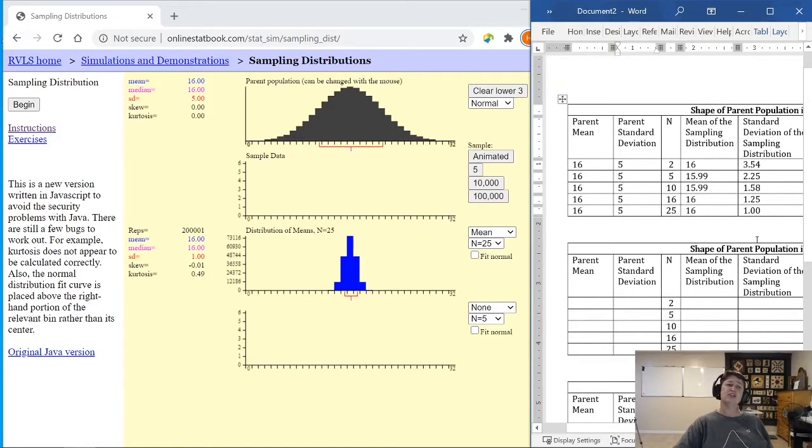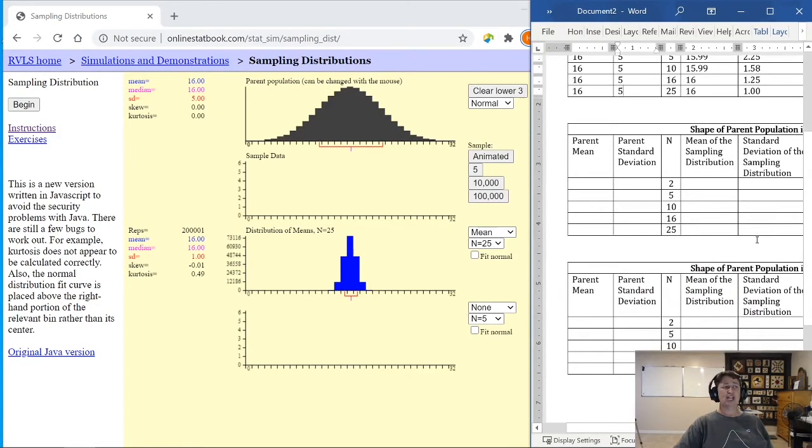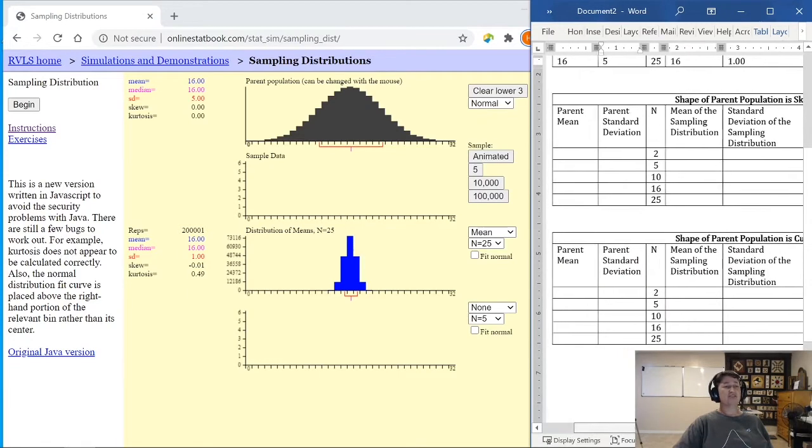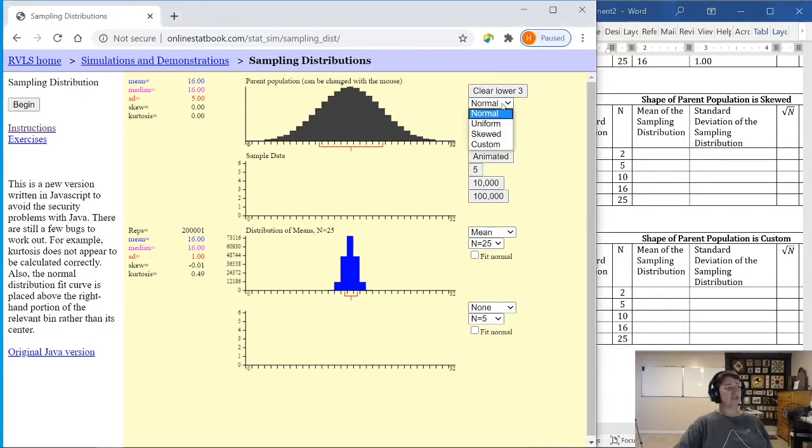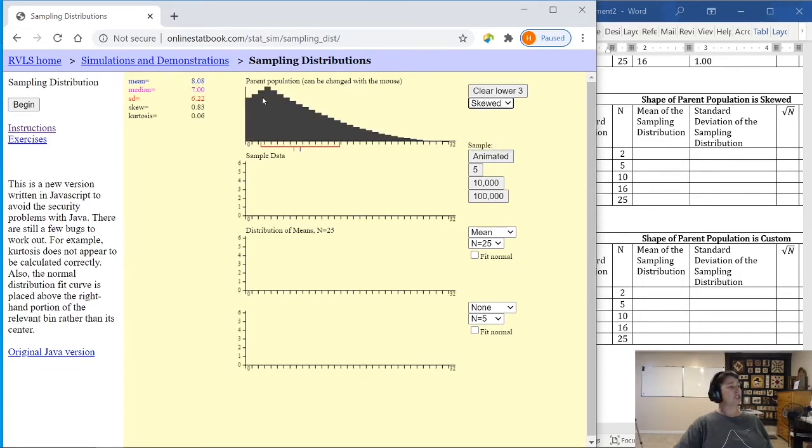Let's try it with a different shape and see if it changes anything. So this time, let's make the shape of our parent population skewed. I'm just going to take this parent population and make it skewed. Inside this little applet, it has a nice animation, and we can change it around a little bit just to look at this sampling distribution. And here's a skewed parent population.